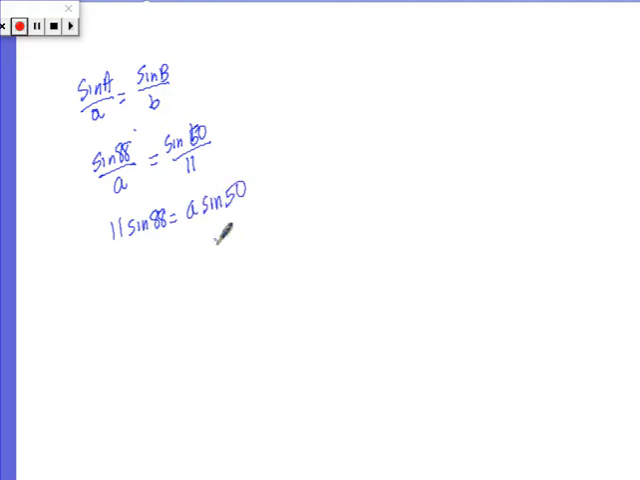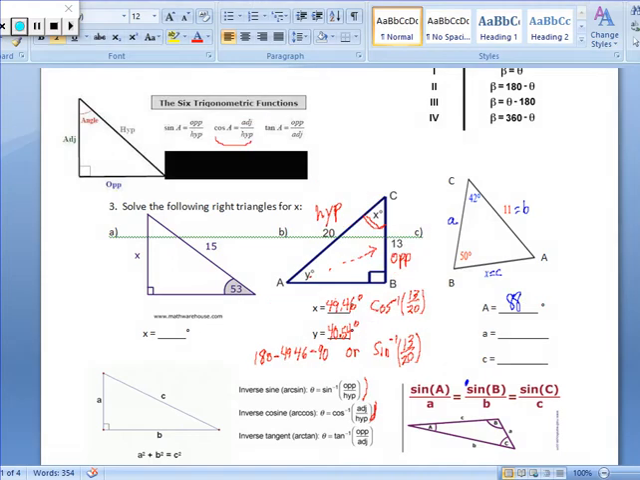We want to get rid of this sine 50. So this is going to be 11 sine 88 divided by sine 50, because I divide both sides by this, and you get a. Okay, and then when you plug this into the calculator, you're going to get 14.35.